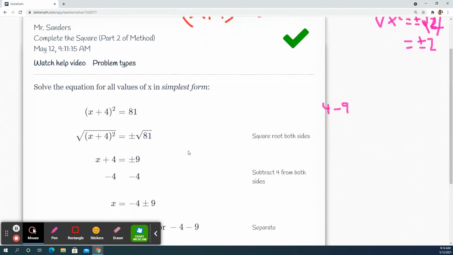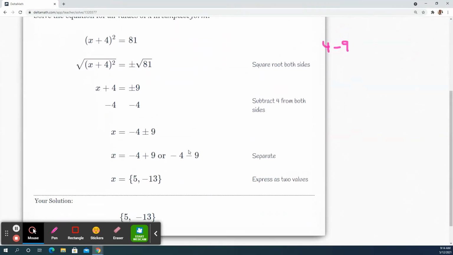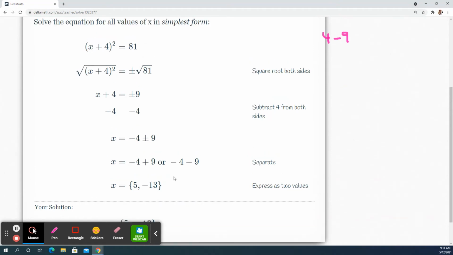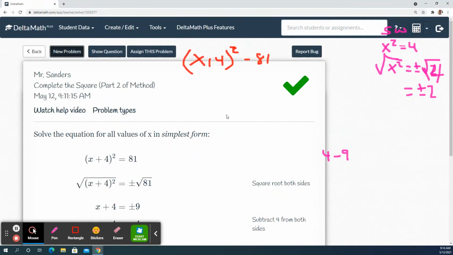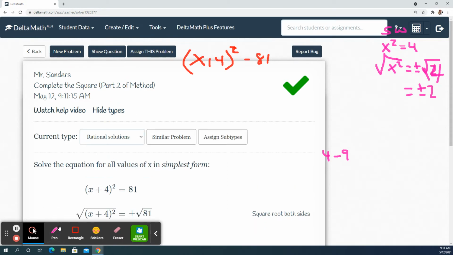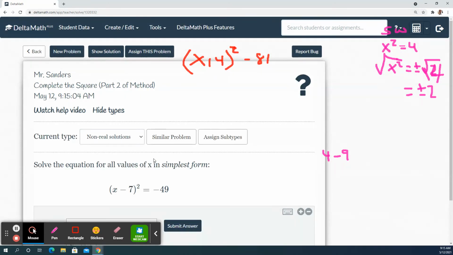So I already got down the answers. There we go. Yep, 5, negative 13. He did it the same as I did. I like putting it in order, especially if you have more advanced problems. All right, we got some different options here. Rational solutions, that meant it was a nice answer. Irrational solutions, so you're going to have that square root in your answer. No non-real solutions. So let's see what that looks like.